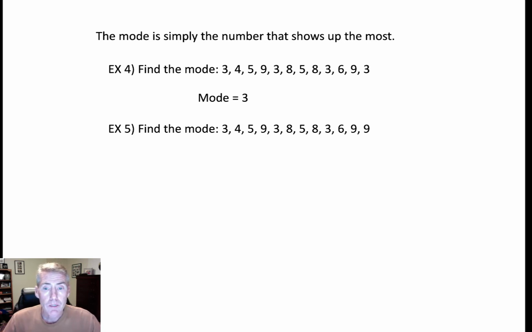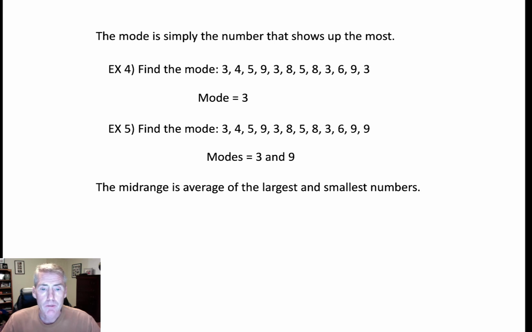Now it could be that there's a tie. For example, now I have 3 9s and 3 3s. And so you then say there are two modes. The 3 and the 9 showed up the most.